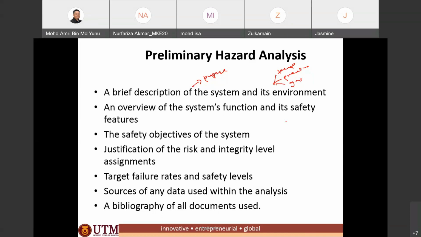For example, the control system has an alarm. So that is its function. And then the safety objective of the system has to be identified, along with justification of the risk and integrity level assessment. And then you need to calculate the safety levels.